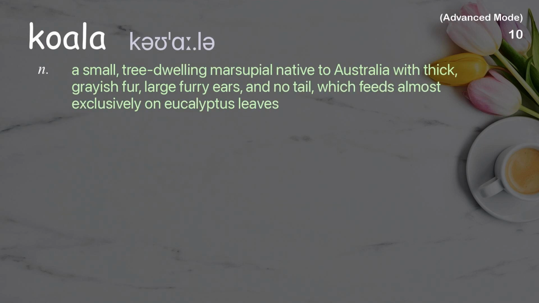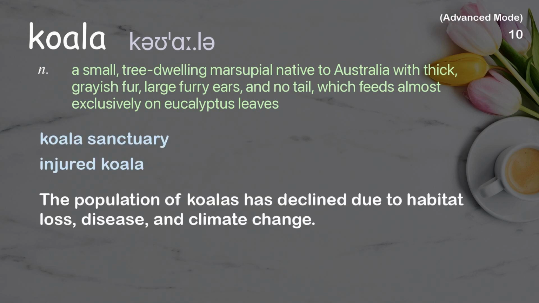Koala. A small, tree-dwelling marsupial native to Australia with thick, grayish fur, large furry ears, and no tail, which feeds almost exclusively on eucalyptus leaves. Examples: Koala sanctuary. Injured koala. The population of koalas has declined due to habitat loss, disease, and climate change.